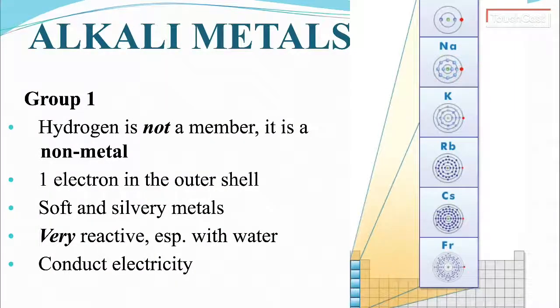All right, so let's go ahead and talk about the first group on the periodic table. It is group 1, the group to the very, very far left. They are the alkali metals. And it's important to note that hydrogen is not considered a member because it is a non-metal, but it does have 1 valence electron. And this is the most reactive group on the periodic table.